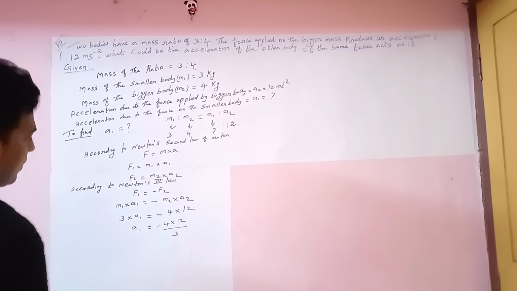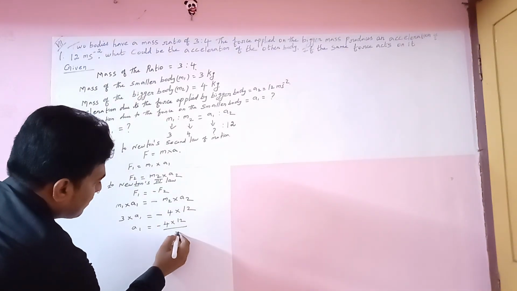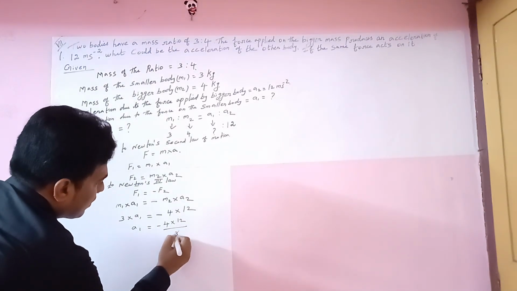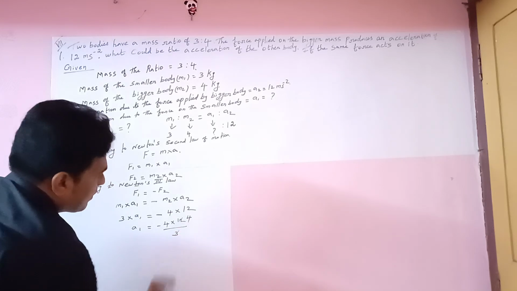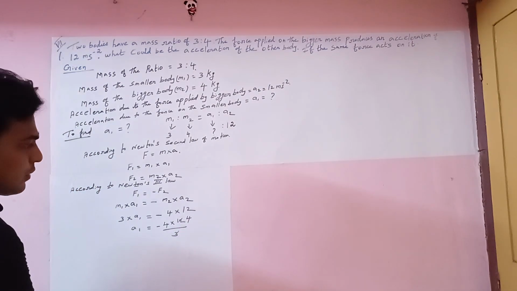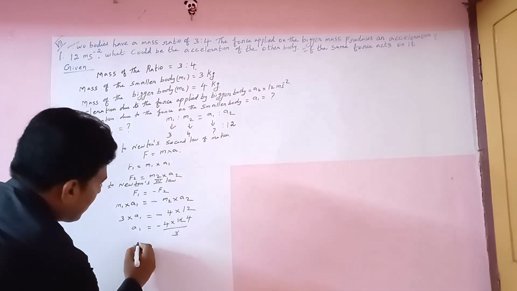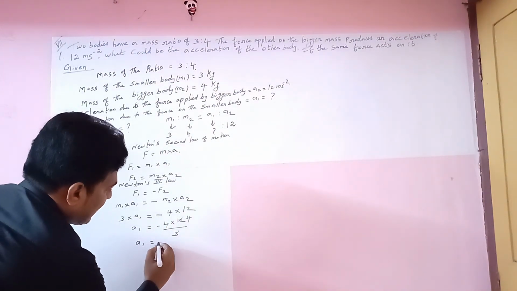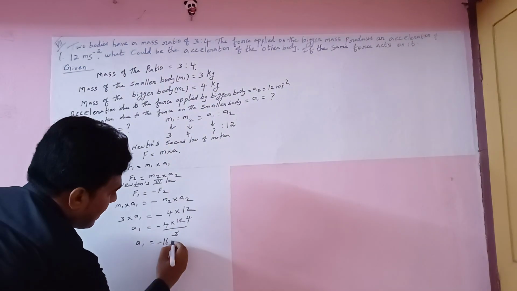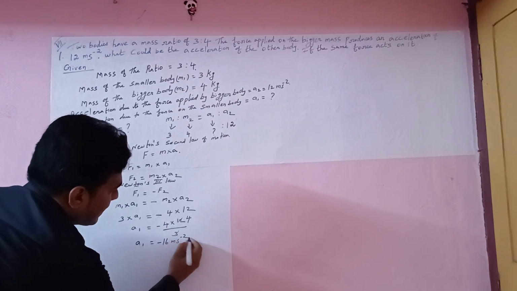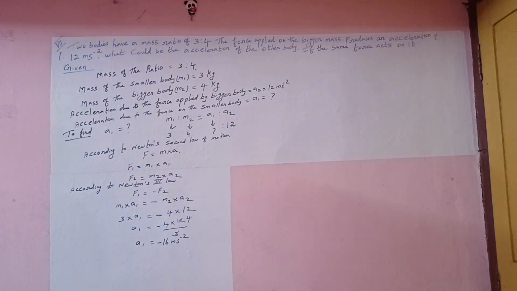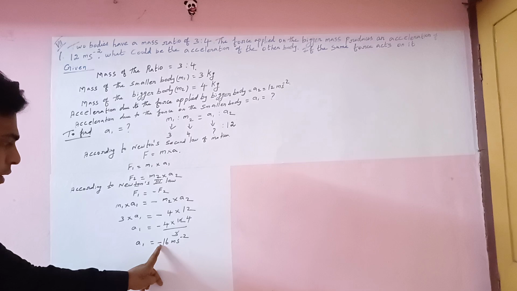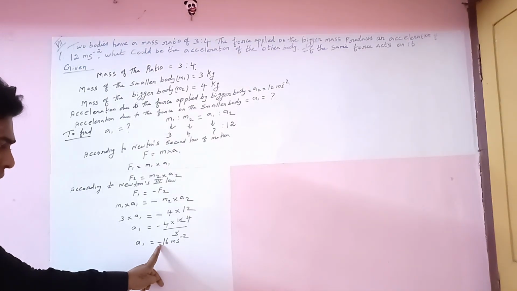So you multiply the values, then divide. 4 into 12 divided by 3: 4 times 3 is 12, so A1 equal to 4 into 4, which is 16. So minus 16 ms power minus 2.